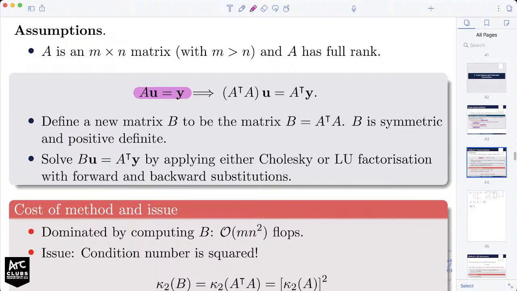And with our normal equations, what happens is if we multiply both sides by the transpose, we get this new matrix here, which I'm just going to call B. And what we notice about that is that it is both symmetric and positive definite.